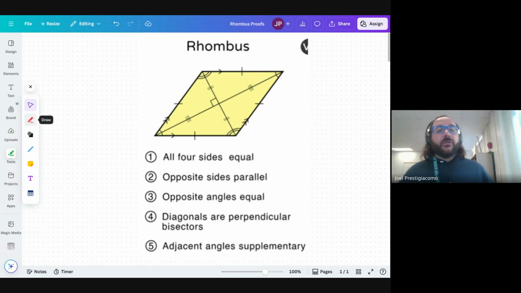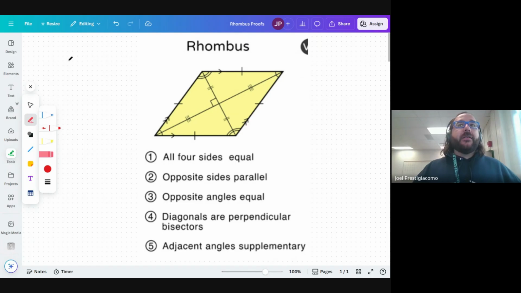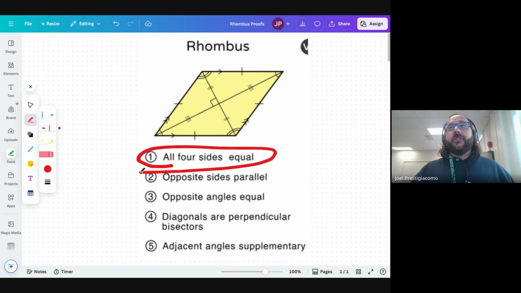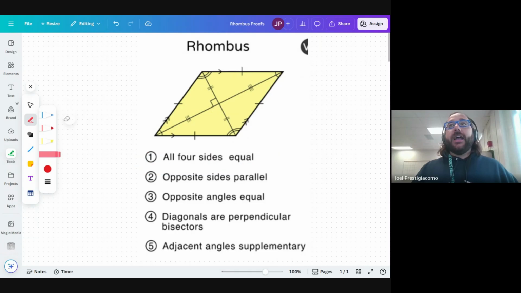Okay, so a rhombus has quite a few properties, kind of like a parallelogram, but it's a little more specific. The one thing about a rhombus that's different than a parallelogram is that all four sides are equal, right? So think of a square that's able to be tilted. A square technically falls under the category of a rhombus as well. So we see that's true.